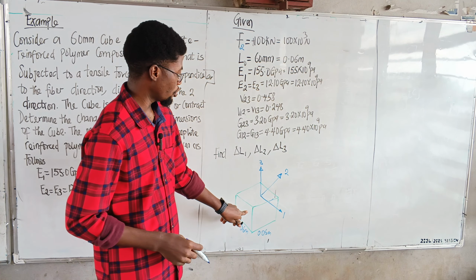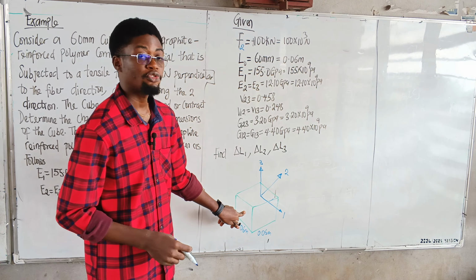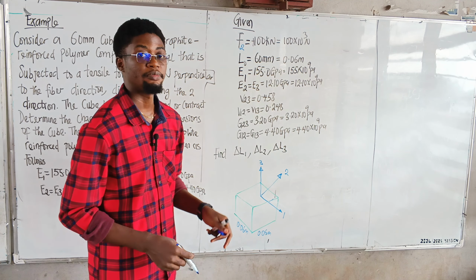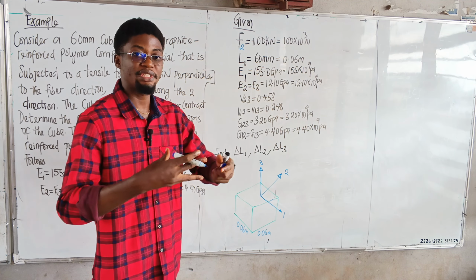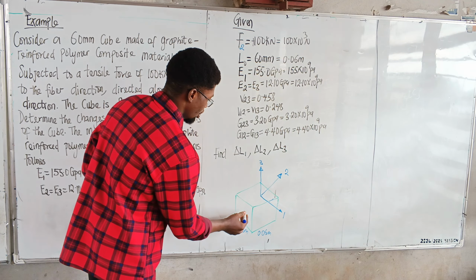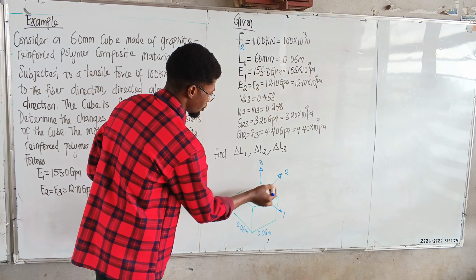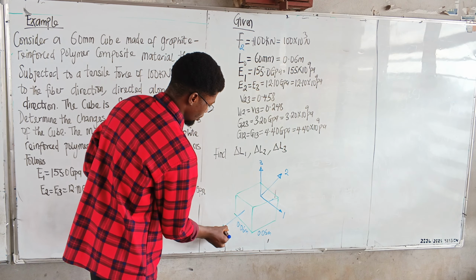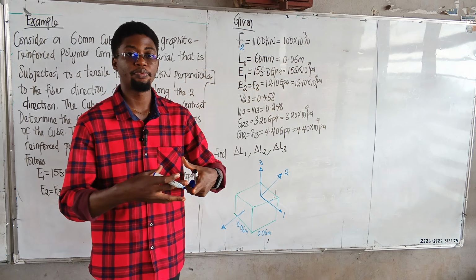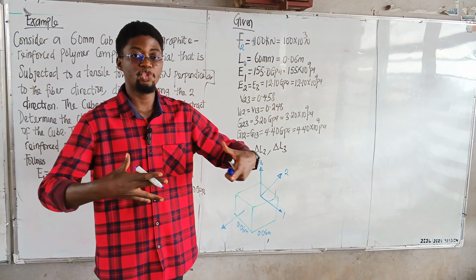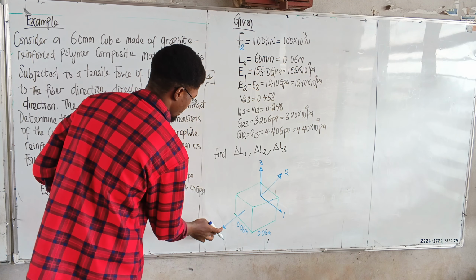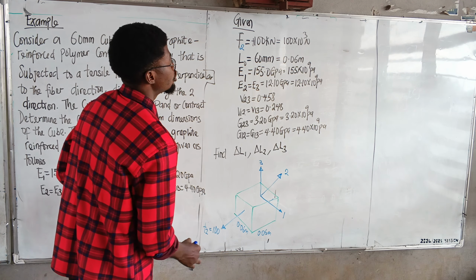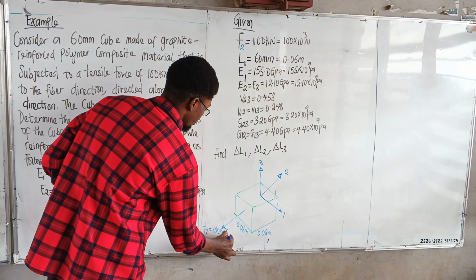So if you go to your cube, you have to draw where the force is being applied. Remember, it's a tensile force, which is pulling, right? This is where our direction 2 is, so I can draw a line coming out. This is simply saying that we are pulling the cube out, we are stretching it. So the force that we are using here is F2 equals 100 times 10 raised to 3 Newton.